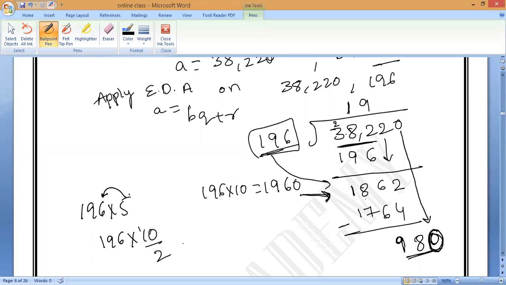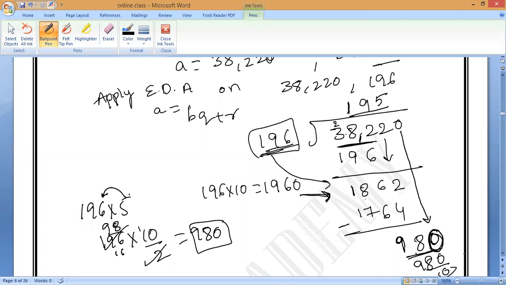Is it okay? 2 nines are 18. Remaining 16. 2 8s are 16, so 980. It is 5 times. Do you understand? 196 into 5 is 980, and the remainder is 0. 38,220.